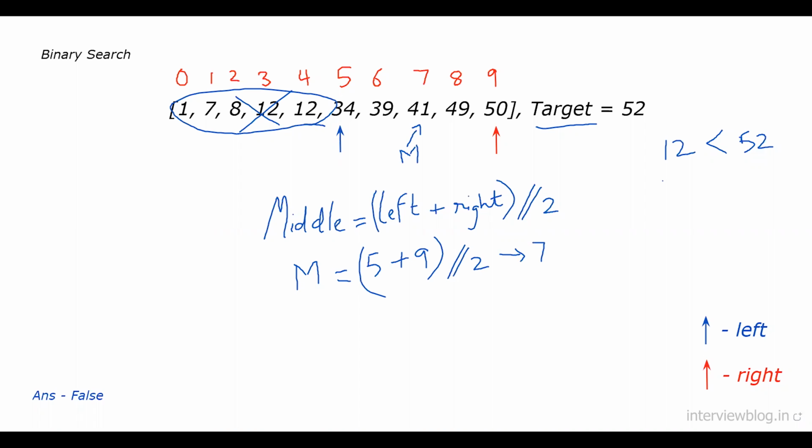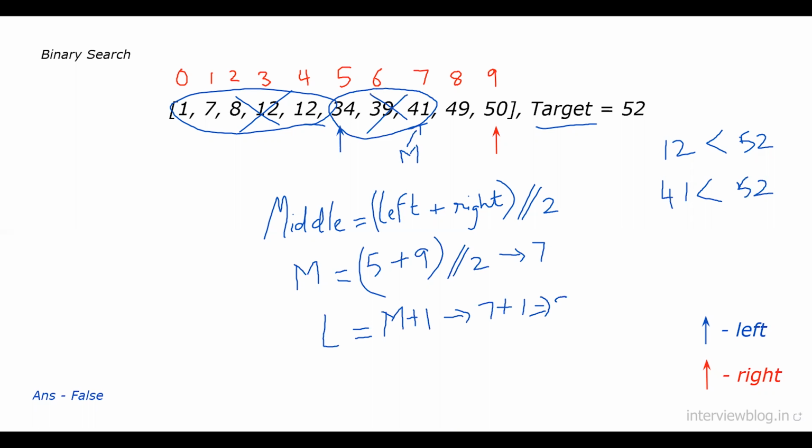So now we will compare this 41 to our target value, which is 52. And we can find that 41 is less than 52, and hence we'll be eliminating this part of our array. So how will we eliminate? We'll say that our left index is now equal to our middle index plus 1. That is 7 plus 1, which gives us 8. Our left index will now point to the 8th index of our given input array.